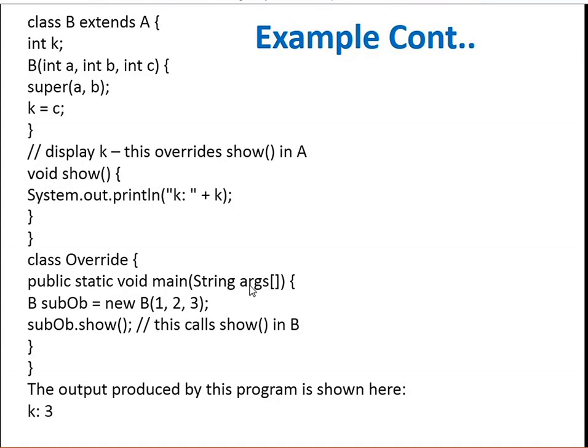Class Override, public static void main, String args. B subOb. We have created the object of class B, the child class, subOb, allocated the memory and initialized it with the values 1, 2, 3: 1 and 2 are a and b, sorry, i and j, and 3 is k of the child class. subOb.show shows the value. The output produced by this program is shown here: k is 3, because we have overridden the method.